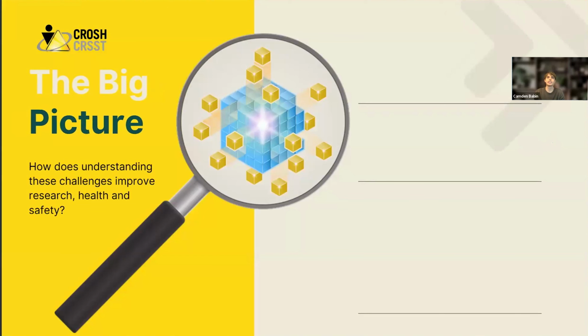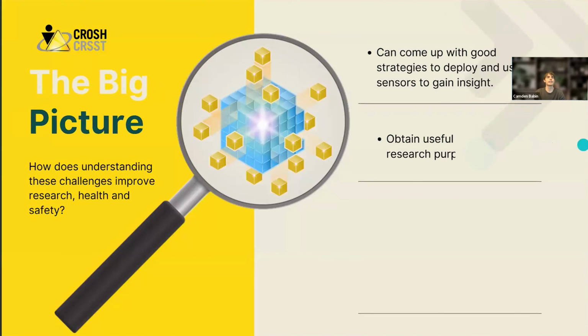So how does understanding these challenges improve research and workplace health and safety? Well, it allows us to come up with strategies to efficiently deploy sensors in the field, which collect meaningful data. And this data is used to get an accurate picture of the working conditions that the workers are subjected to. And this allows us to make decisions and recommendations to improve their long-term health and their immediate safety at work.